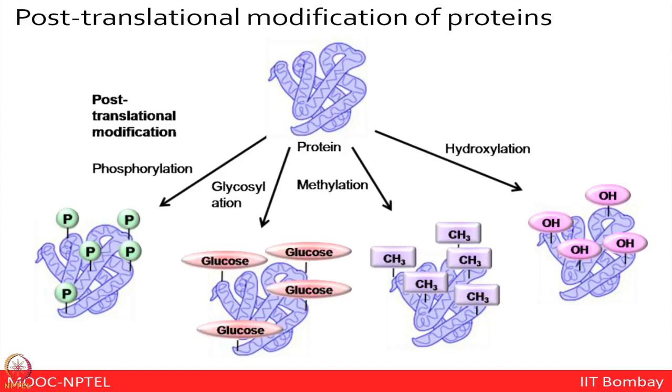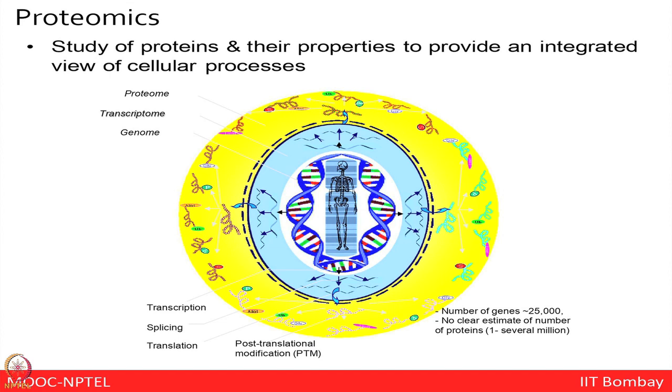And further, this information could be much more complicated because each protein may also get modified based on the attachment of phosphate residue, methyl residue, glucose or sugar molecules, hydroxyl residues. Many of these modifications, known as post-translational modifications, are very relevant for the functional information of the protein. So, looking at this information, now let us look at this cartoon where we can see the inner sphere, that is the genome, then the transcripts are formed, the blue circle shows the transcriptome, and then eventually the proteins are formed and get modified, that is the proteome. So, the study of proteins and their properties to provide a broad integrated view of cellular processes is known as proteome, and the field which aims to study that is known as proteomics.